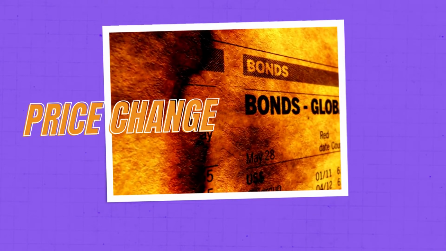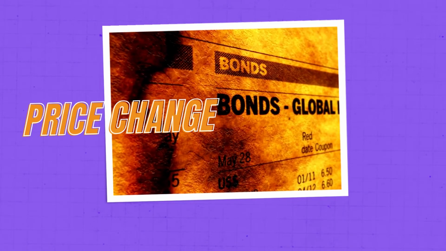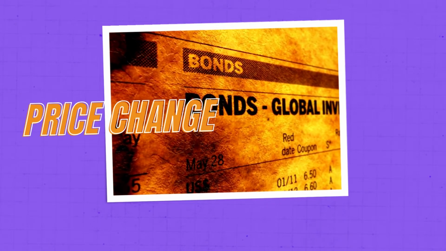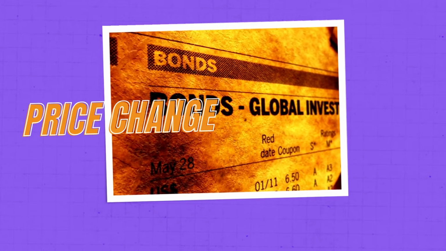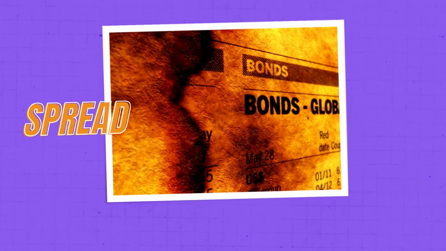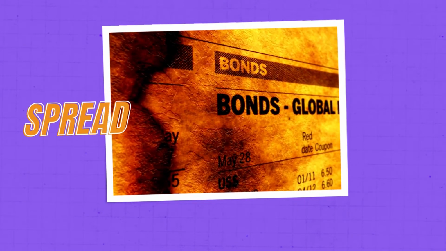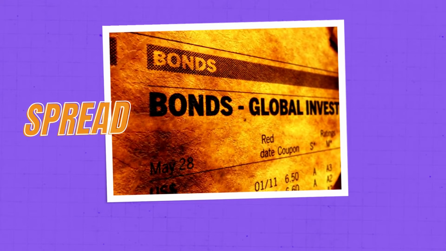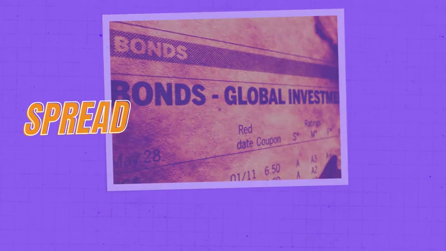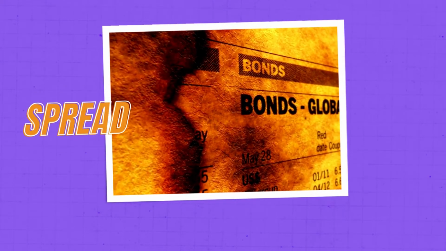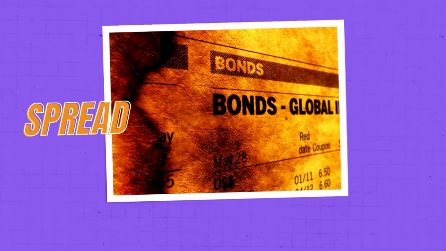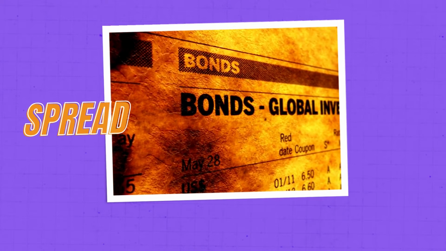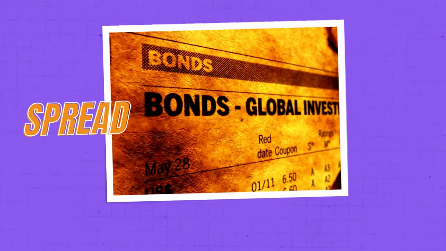Price change. This looks at the change in price in the bond when compared to a previous period. Spread. This is the difference between the ask price and bid price. Like in all market transactions, the bargaining involves the seller fighting for the buyer to increase their bid price and the buyer fighting to have the asking price reduced. The sale happens when they come to a decision on a price attractive to both sides.